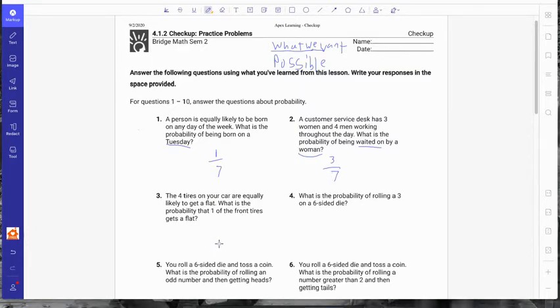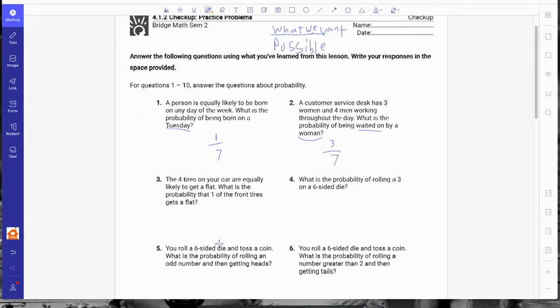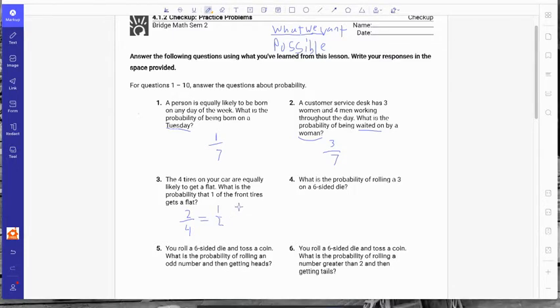The 4 tires on your car are equally likely to get flat. What is the probability that one of the front tires gets a flat? Well, there are 4 possible tires that can get a flat, and there are 2 front tires. So we have 2 over 4, and we can reduce that down to 1/2. There's a 1/2 chance that one of the front tires gets a flat if they're all equally likely. 4 is the total number of possible tires, and then 2 are the possible successes or desired outcomes, or what it is that we want, even though in this case we don't want to get a flat tire.